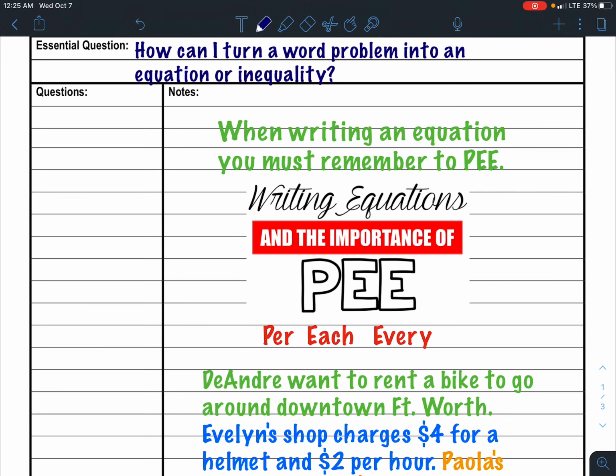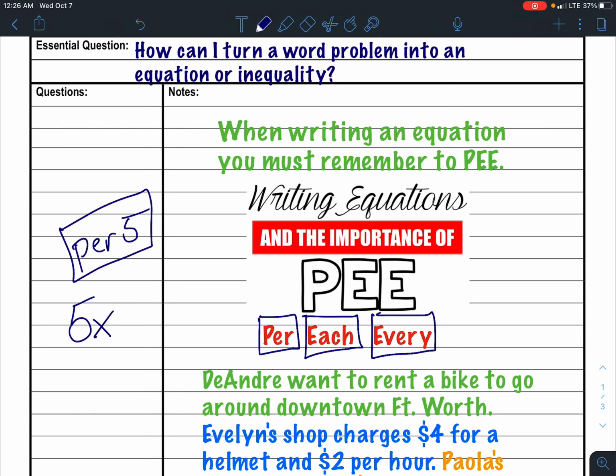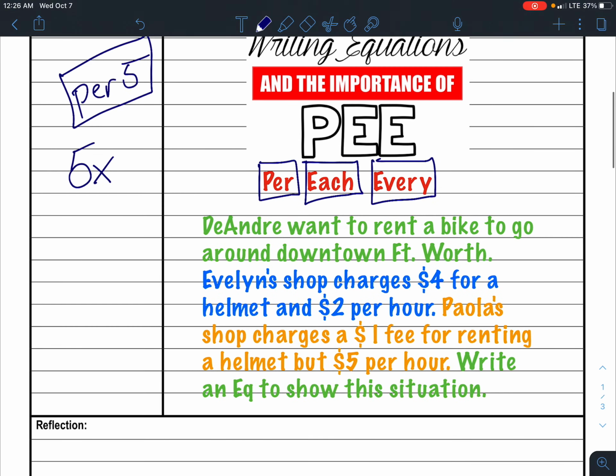Anytime you see one of these words, I want you guys to go ahead and box it. Per, each, and every. Anytime you see a per, each, and every, 99% of the time, that's going to be the number that gets the variable in the equation. So what I mean by that is, let's say we had per 5. When I go to write my equation, it's probably going to be 5x. Right? So anytime you see the word per and a number, that is going to be the number that's paired with your variable when writing your equation.